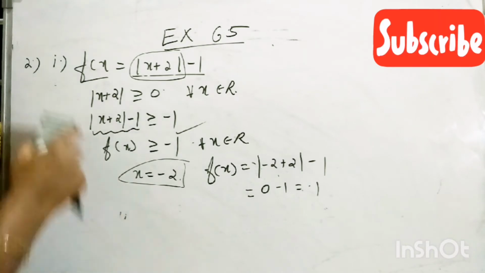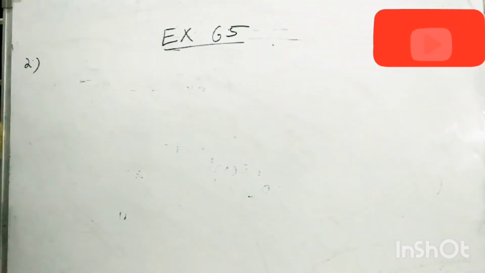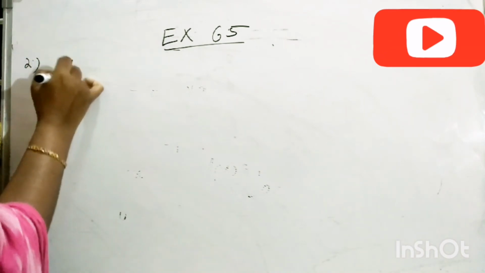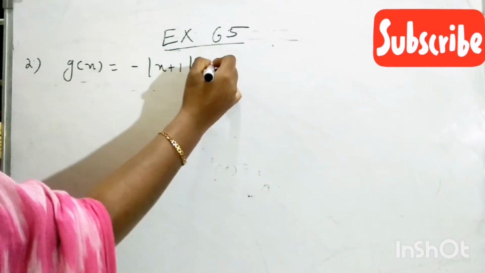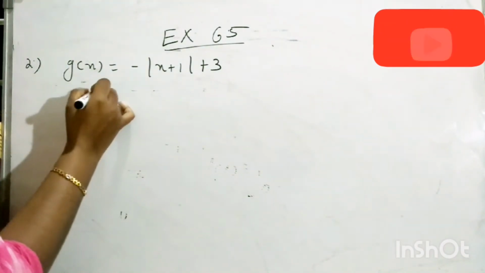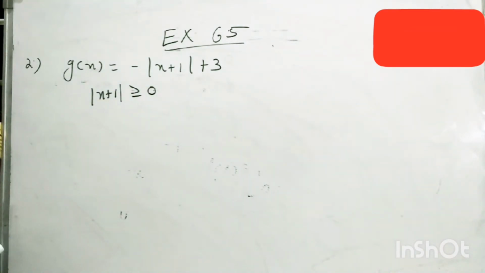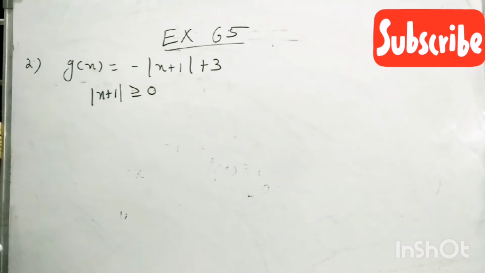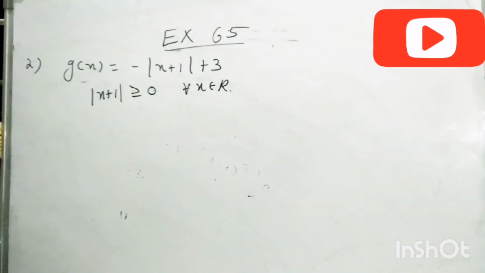Now, the second sub question. In the second one also we have this modulus. g of x is equal to minus of mod x plus 1 plus 3. Same method. We know that this mod x plus 1 is always greater than or equal to 0 for all x belongs to real number set.